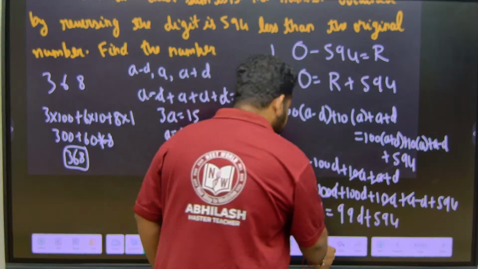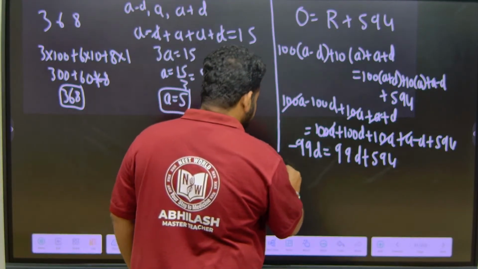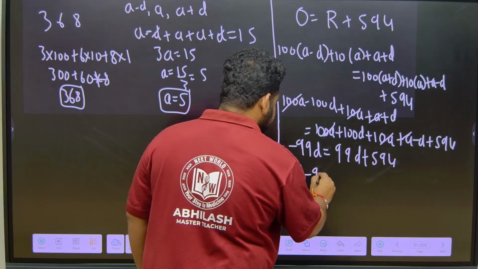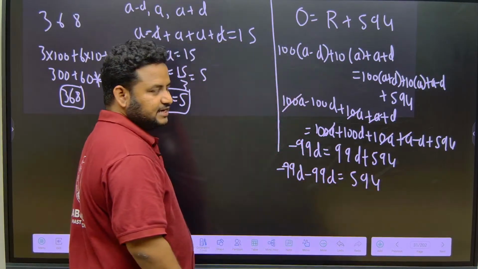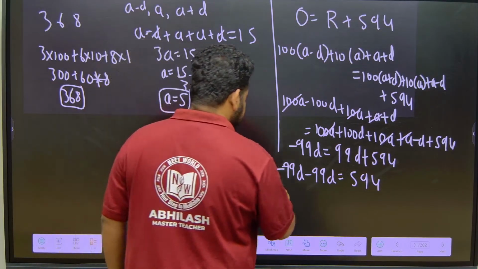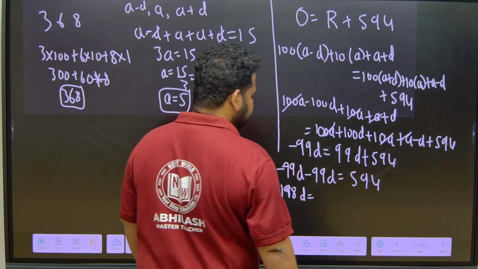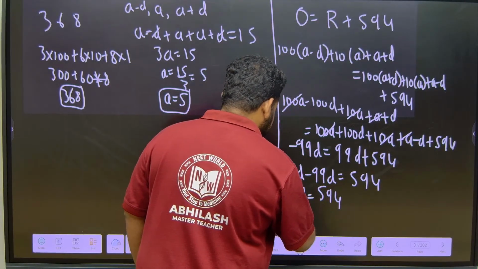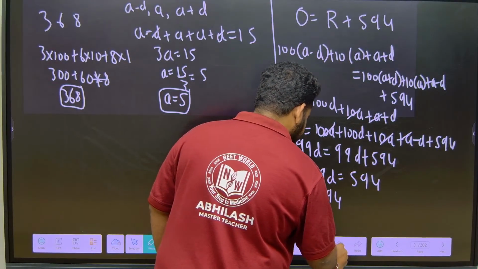Now if I send all the d's to one side, what do I get? This will become minus 99d minus 99d, which is minus 198d, and this is equal to 594. So d is equal to 594 divided by 198. This is what we have.